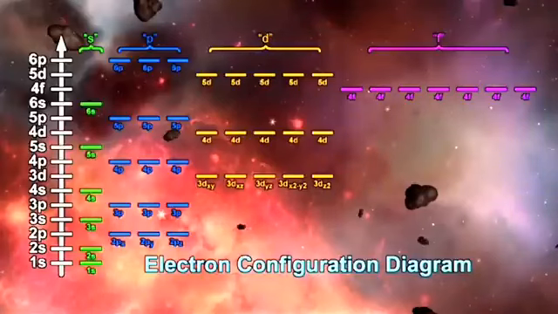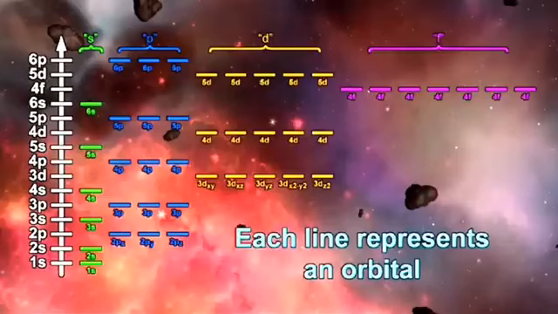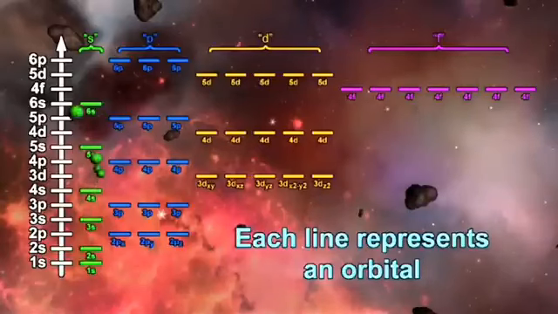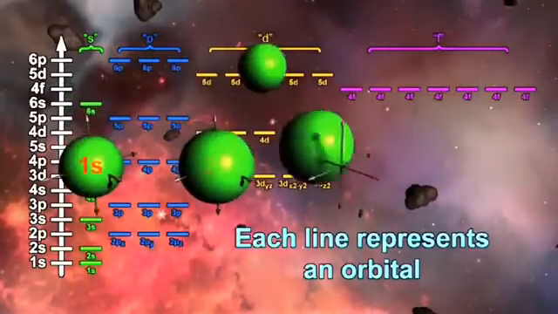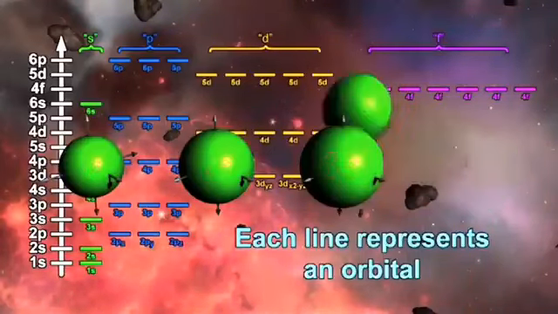For now, let's just focus on what this diagram represents, the orbitals, and each of these lines abstractly represents an orbital. For example, the first line on the electron configuration diagram is the 1s orbital, and it is a sphere. This is where the first two electrons of an atom can be found 90% of the time. In addition, all of the s orbitals are shaped like spheres.